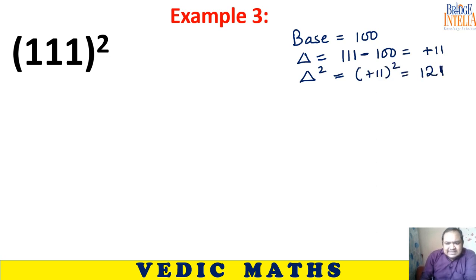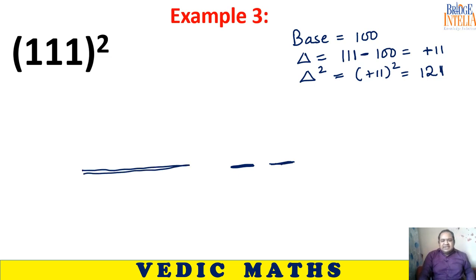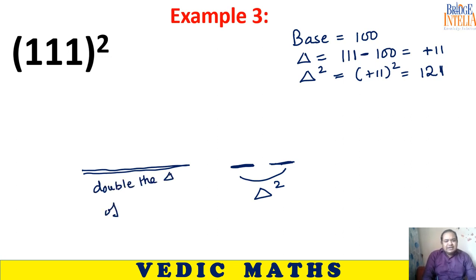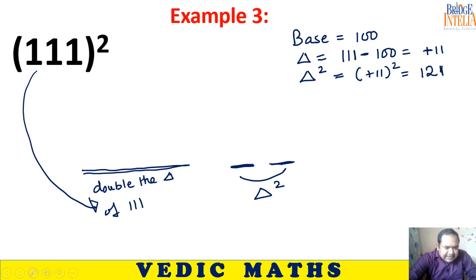Now what is the answer? Base has two zeros, so create two blank spaces here and one single blank space here. In these two blank spaces I have to write the value of delta square, and in the first blank space I have to double the deviation of 111, the original number, and write it here. So let's fill in the values and see what happens.